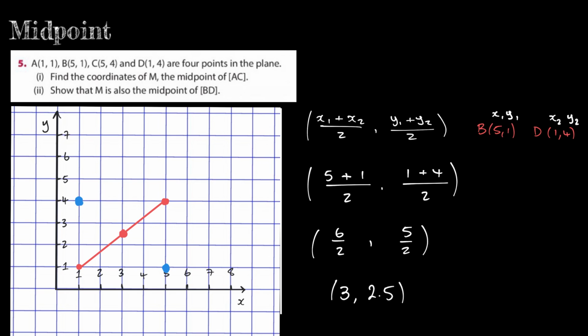And we're going to see where the midpoint is. And the midpoint is going to be, we can see there that the midpoint is going to be the same point. Oh, same point, which is 3 and 2.5. 3 and 2.5. Okay, so that question is done.